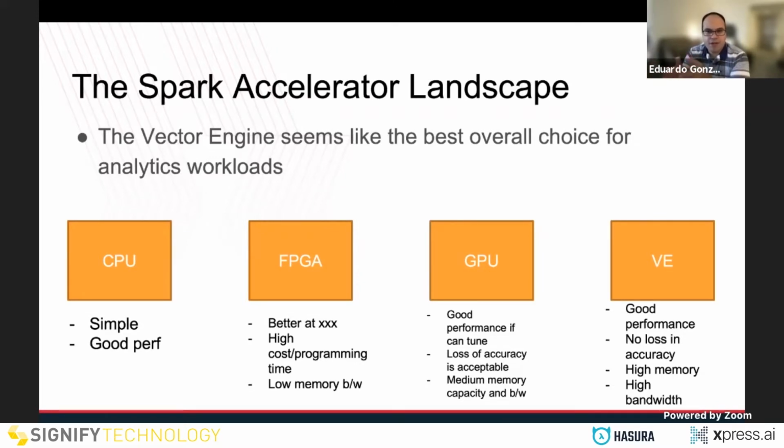And with GPUs, sometimes to get really good performance, you have to sacrifice accuracy. And sometimes in big data, that's not something you want to do. So the VE is really, I find it as a really good alternative to the CPU, right? The CPU is definitely very good in general. But with the VE, you don't have to sacrifice a lot of things to get good performance. And later on, I'll show you exactly what that means.